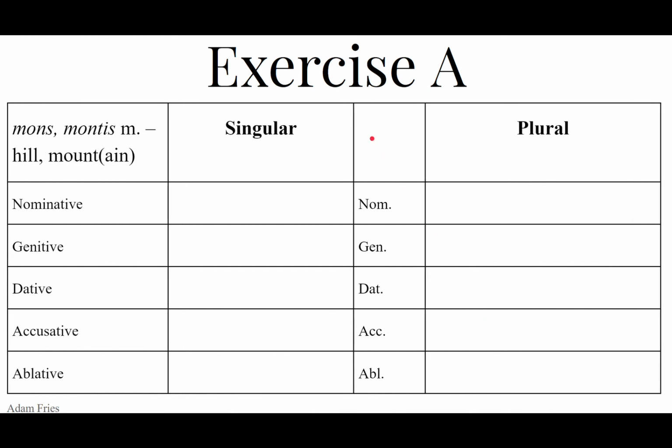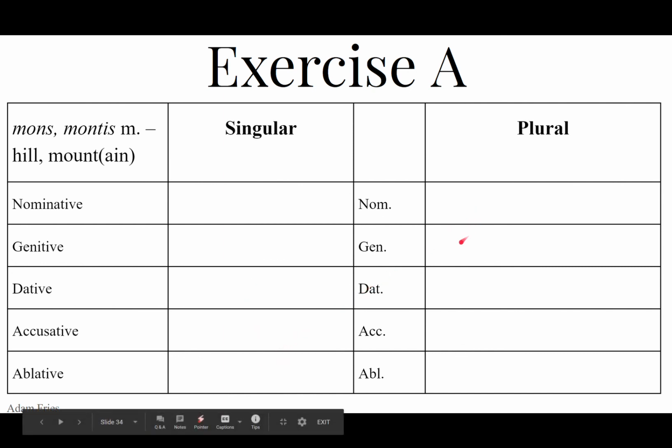Mons, montis, masculine, hill, or mount, or mountain. Mons is the nominative, montis is the genitive. It's a third declension, you can tell by the is, and its stem is mont, M-O-N-T. And you can write mont, the stem, in the rest of the blanks of the paradigm.